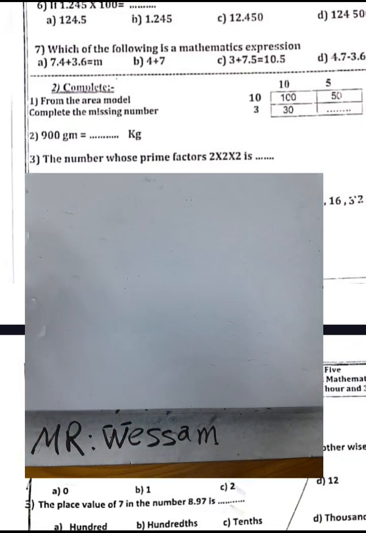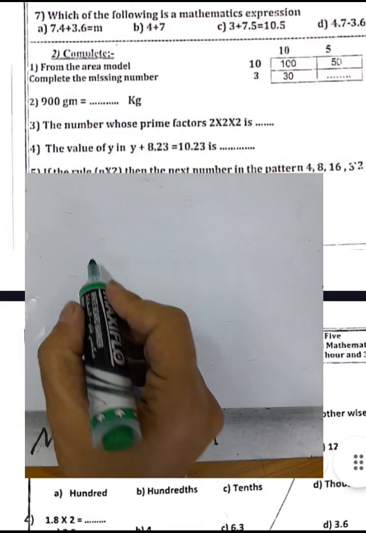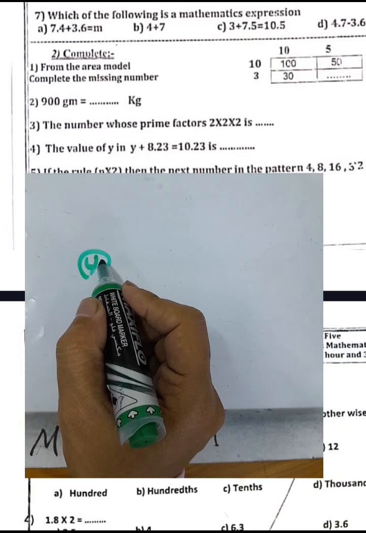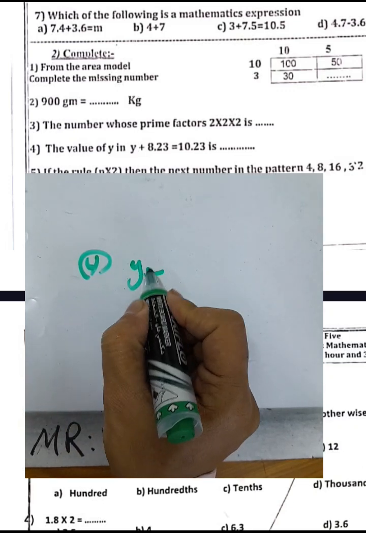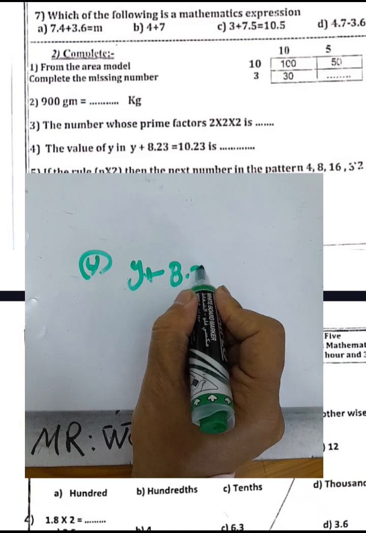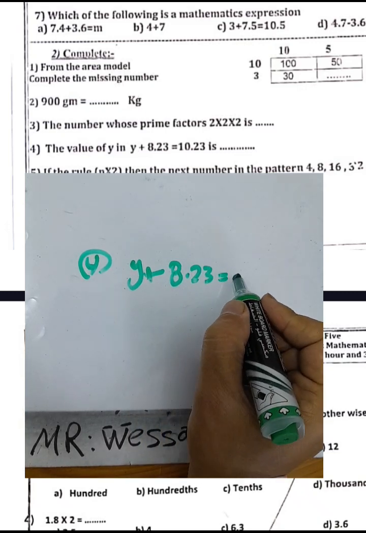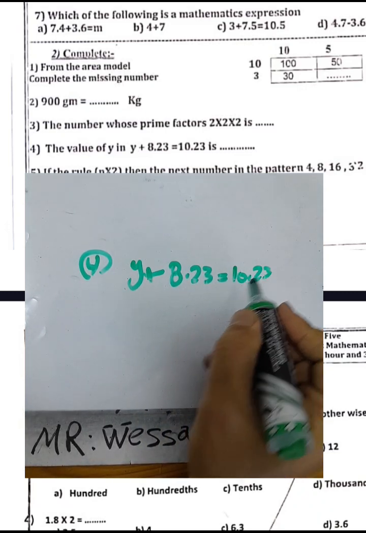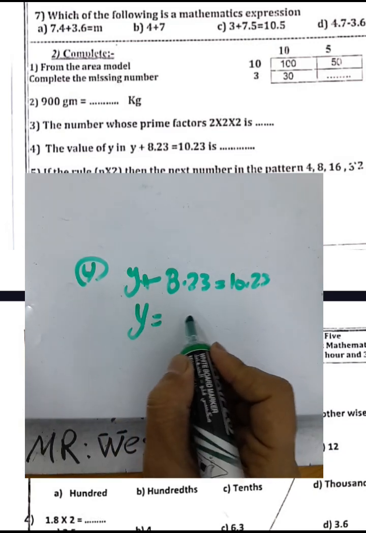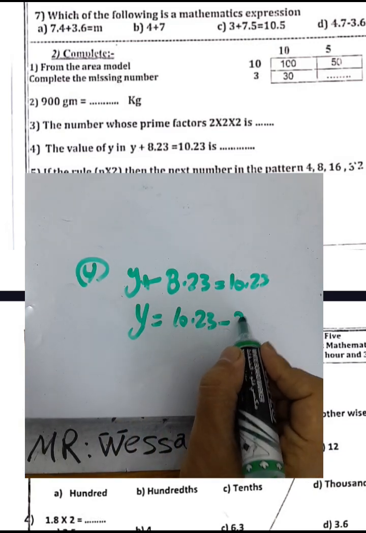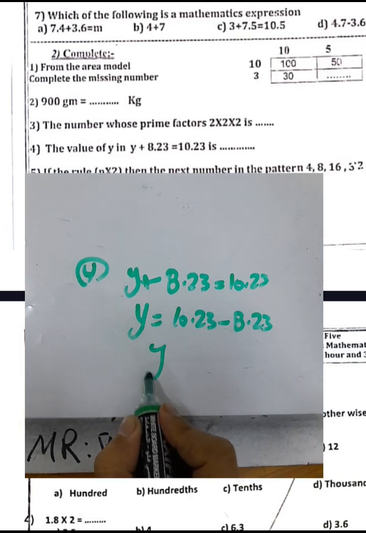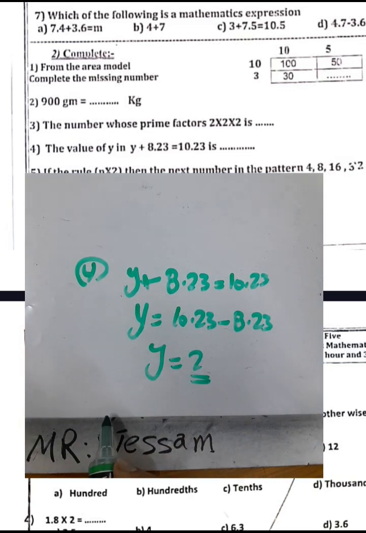Question 4. The value of y in this equation, y plus 8.23 equals 10.23. You can find the value of y, 10.23 subtract 8.23. And the value will be 2.